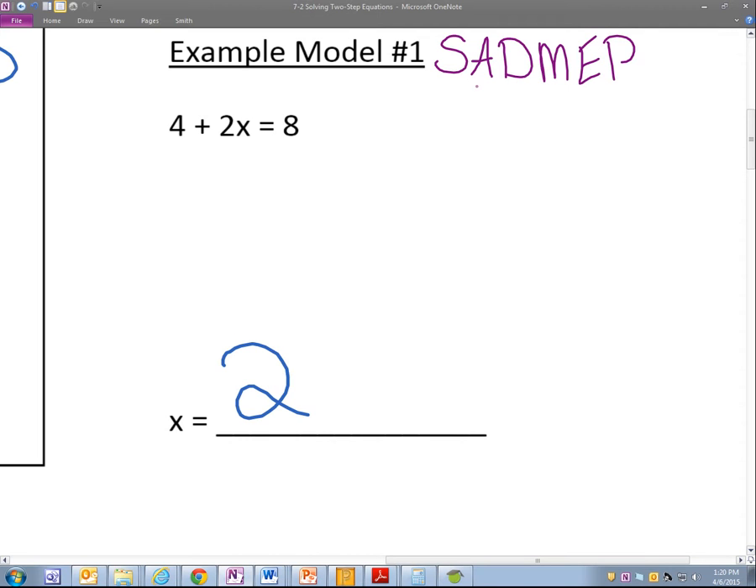So we have order of operations, and this S from the order of operations is what? Yes. Subtraction. Do we see any subtraction here? No, we do not. Good. So we go to the next one. Addition. Do we see any addition? Yeah. So how do we undo the addition?